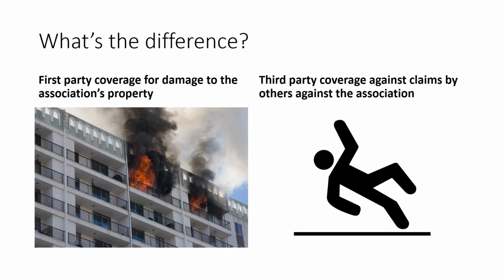Now, let's just make sure everyone's clear on the difference here. You see this little picture on the left. First party coverage for damage to the association's property. That's the property insurance policy. Over on the right, third party liability coverage that protects them against claims by others against the association. So that judgment against the association gets paid up to the policy limits and their cost of defense is covered.